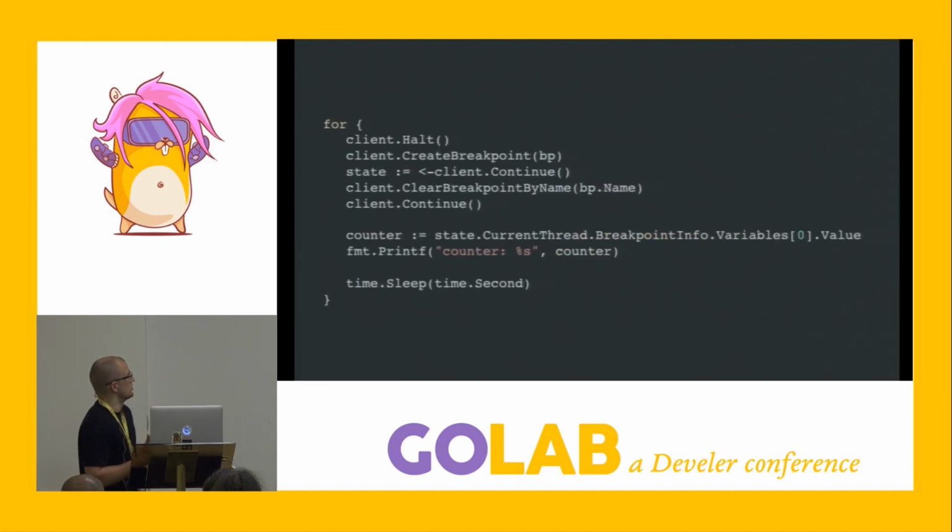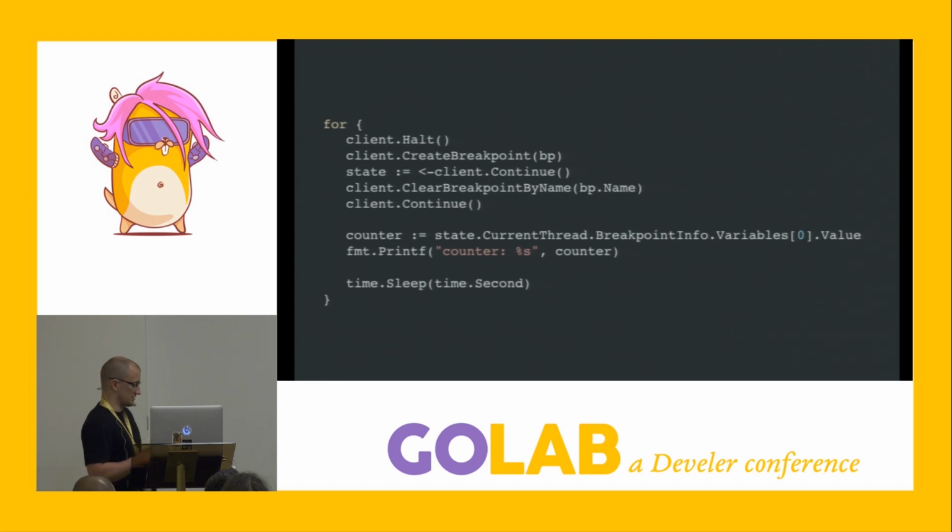We then go into this infinite loop where we halt the child process and create our breakpoint. We then call continue, which will continue the process until the breakpoint is hit. Continue returns a channel that blocks until that breakpoint is hit. Once that unblocks, we read this value. It's called the debugger state, and that has the values that we want, the value of the counter. We can then clear the breakpoints by name and then continue.